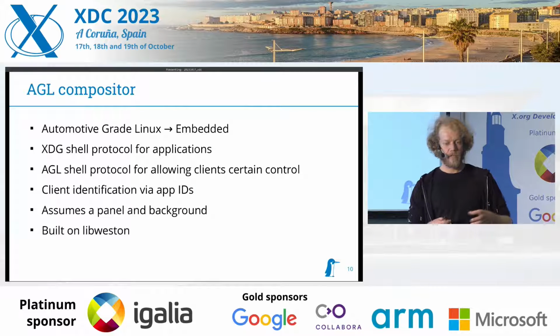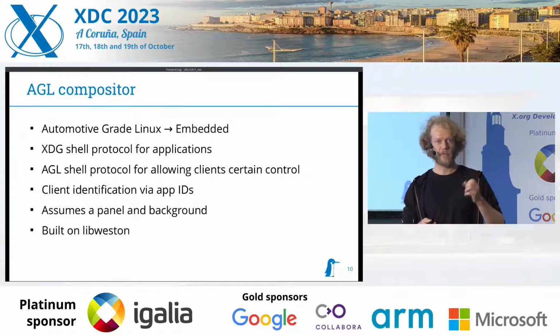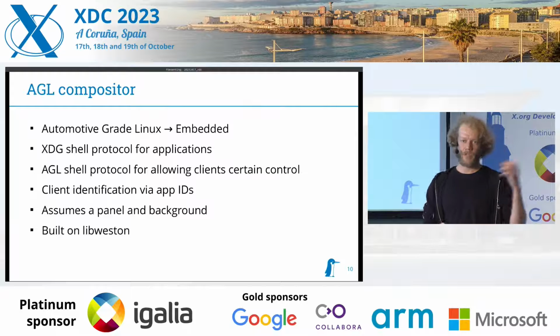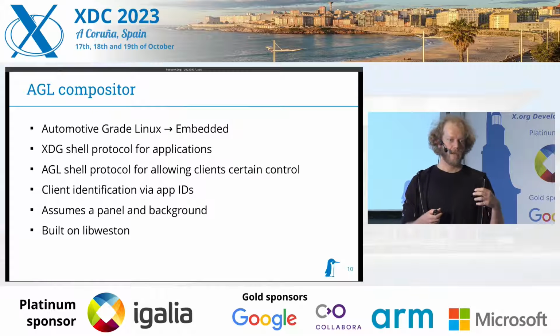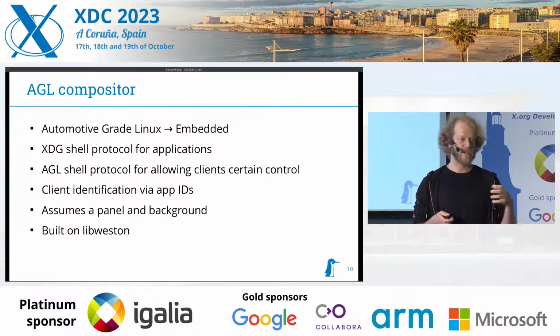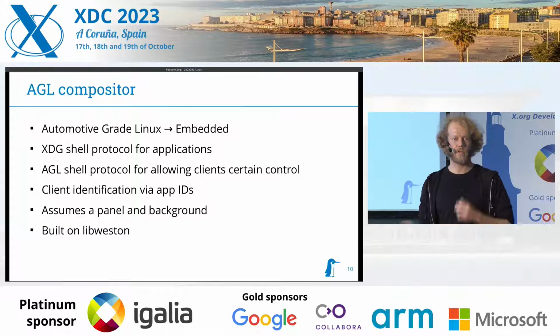It also assumes that your desktop will have a panel and a background, so there are certain assumptions built into the agl-shell about your window layer or how your display will look like. And it uses not a plugin mechanism, but it uses libweston. So it replaces parts of Weston, which, I'm not sure if this is a good solution, because you lose certain bug fixes and feature improvements that happen in Weston in the front end, and you need to port them to the agl-shell. Or if you use a similar mechanism, you have to port the improvements as well.